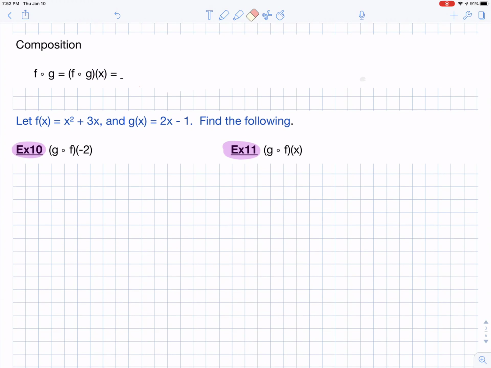So composition, I just wanted to show you how to write it in a better way. Notice that composition uses this open circle notation. The way that we read that is f of g. This one here is read f of g of x. The best way to write these two is to write it using brackets. So we would still read this f of g of x. So just wanted to point out an easier way to write that. We'll do some examples in class.